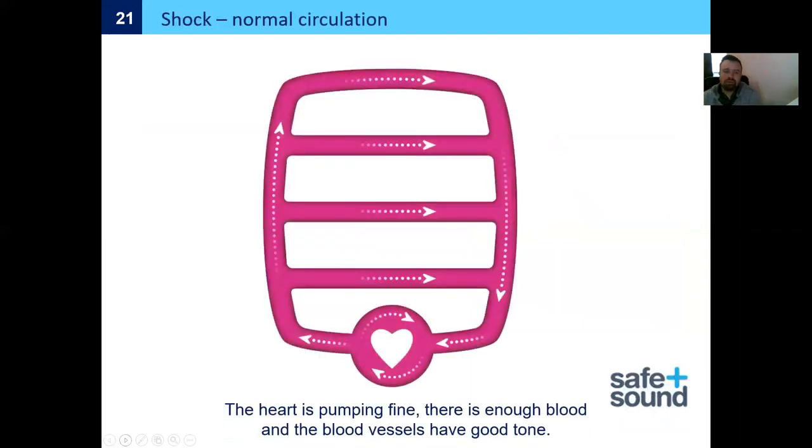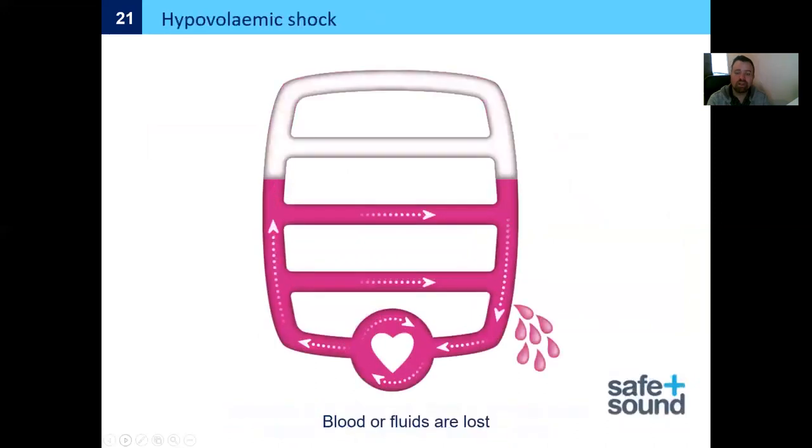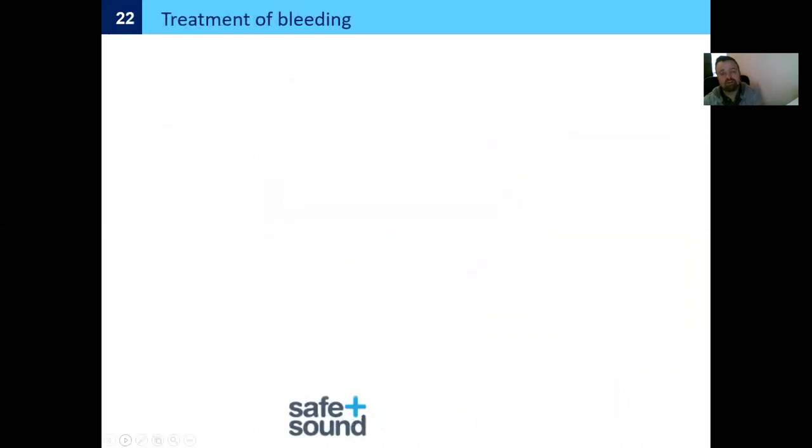Now, for the body to go into shock, it's normally when we lose bodily fluids. So this is when the heart is pumping fine, there is enough blood in the blood vessels, and the vessels have a good tone, okay? When blood fluid is lost, we go into hypovolaemic shock, so that's obviously where we're losing our blood, and here we need to manage that situation quite quickly.